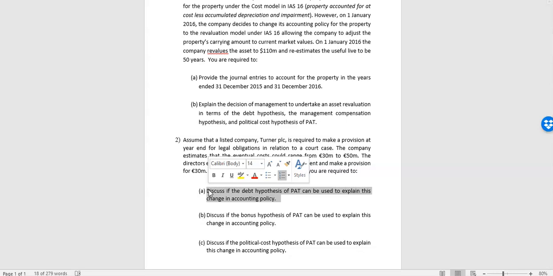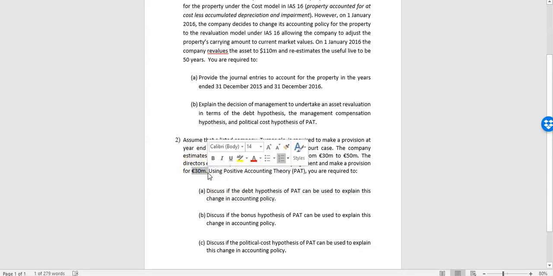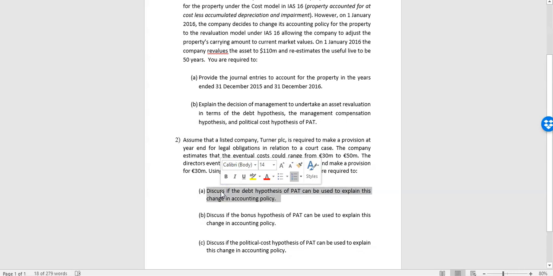Right? Well, there's two aspects to this. If you have debt covenants, debt conditions tied to profitability, then it will help explain the choice of 30 million. Why? By choosing the lower provision, you are increasing your profits, and higher profits mean you look better to the bank. So that does make sense. The debt hypothesis can help explain this choice of accounting policy.